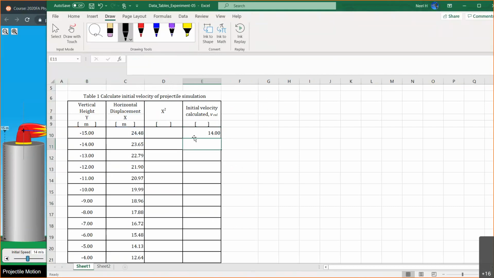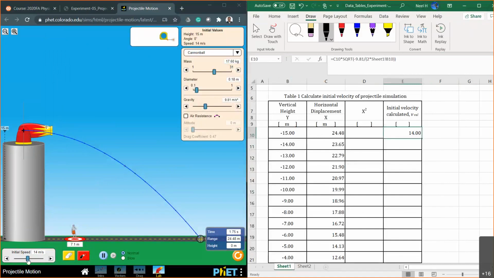If my measurement is correct, I should get the number which is actually already provided in the simulator. You can see we actually provided in the simulator 14 meters per second. I'm getting exactly the same answer, right? So that's the idea. If you do everything correctly, you should get that same answer.